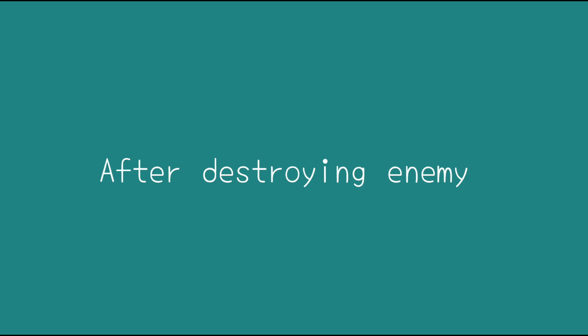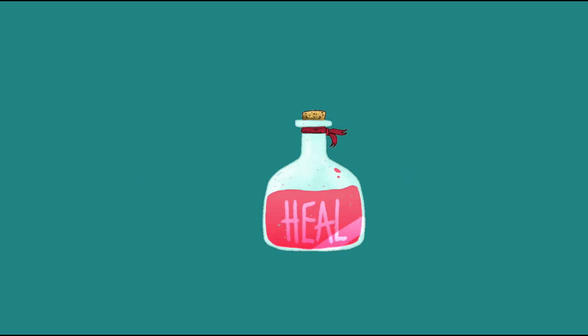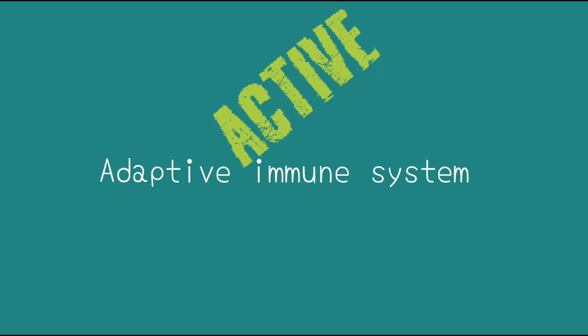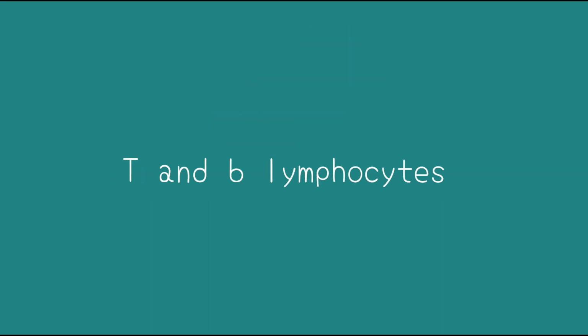Once the threat is removed, anti-inflammatory cytokines like interleukin 10 and TGF-beta are released, and macrophages switch roles to clean the debris and promote healing. So tissue repair begins, new cells grow and blood vessels are repaired. If an infection is present, if a pathogen causes the inflammation, the adaptive immune system is activated, and T and B lymphocytes create memory cells which ensure a faster response next time.